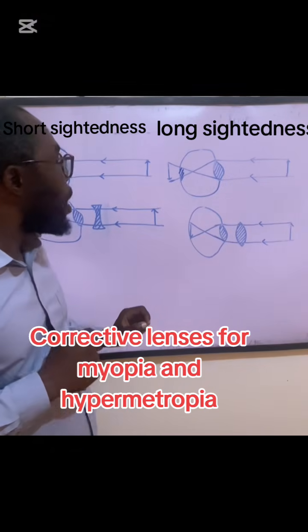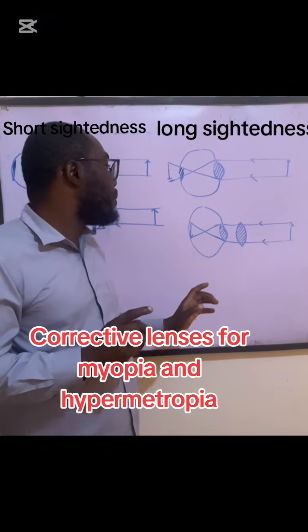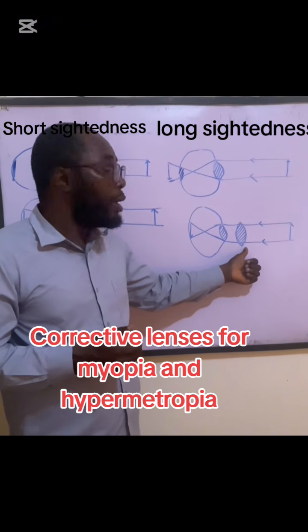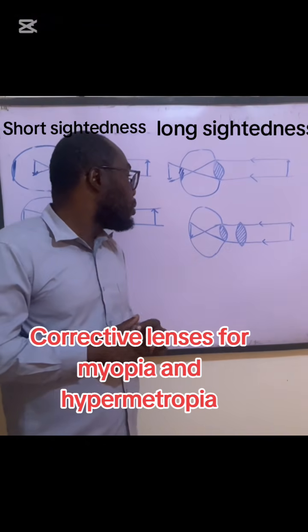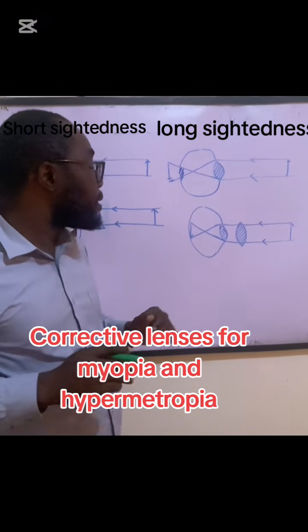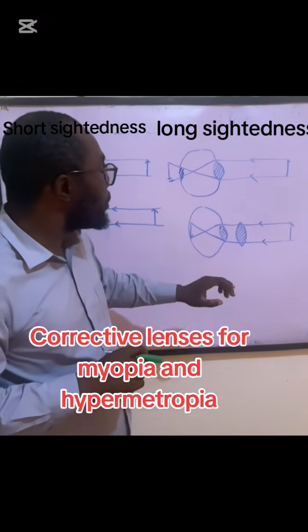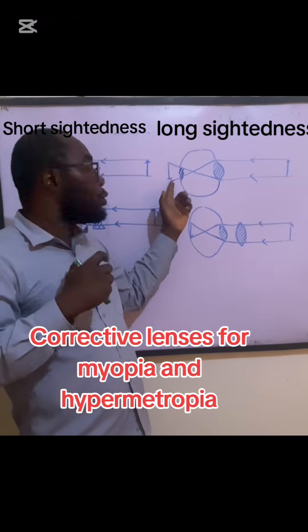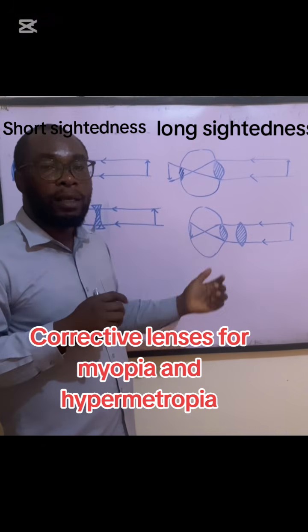Now how do we correct this? It can be corrected by using what is called a converging lens, also known as a convex lens. What that lens does is bring the image that was formed behind the retina to focus on the retina. So it's as simple as that.